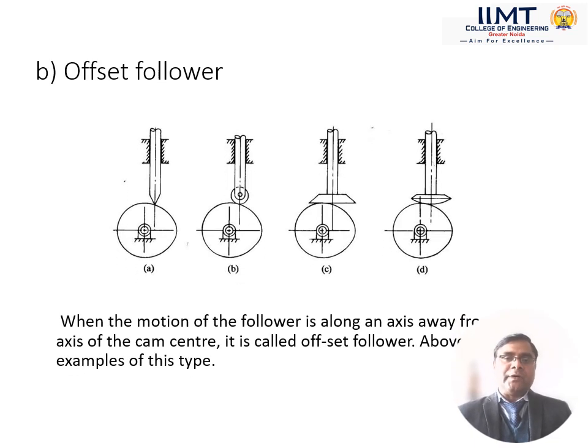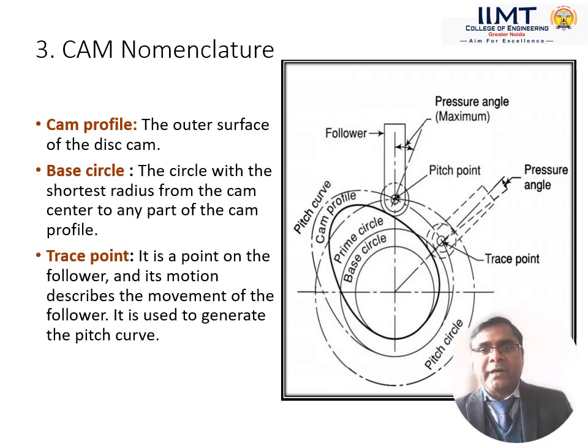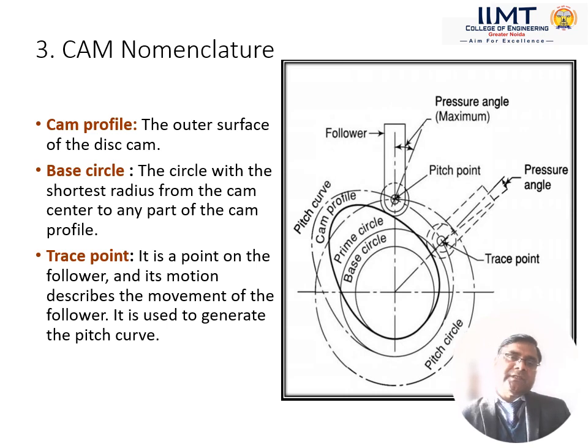In case of offset follower, the axis of the follower is passing through some distance from the center of rotation of the cam, then it is called the offset follower. Next is cam nomenclature. Basically, we can design the cam and follower with it. So first we study about the cam nomenclature. Without study of the cam nomenclature, you cannot draw the cam profile. So this is a very important aspect of the cam and follower.